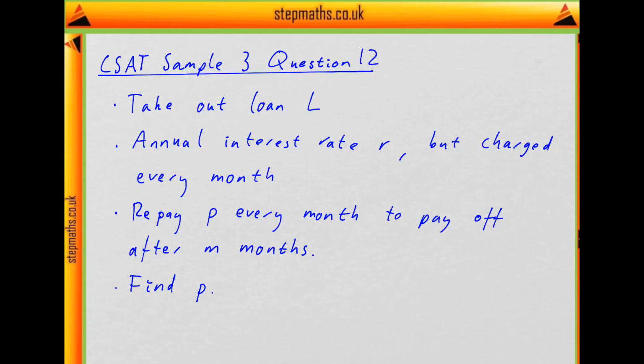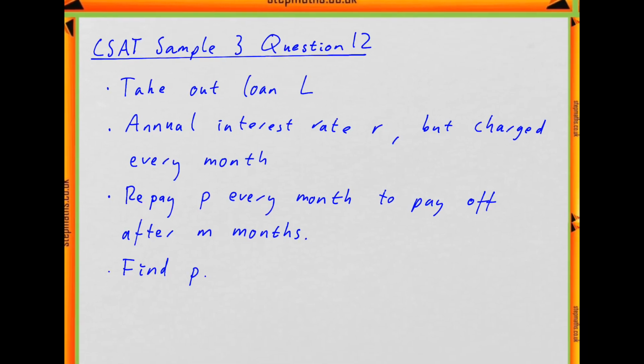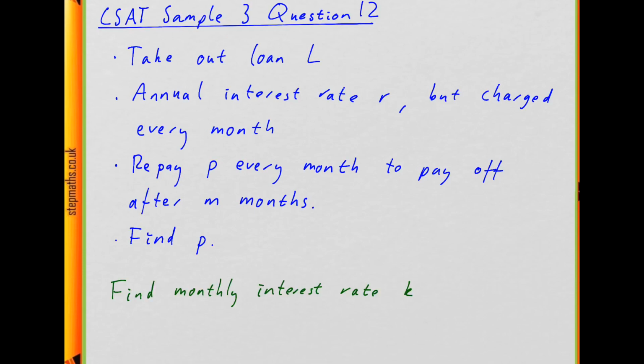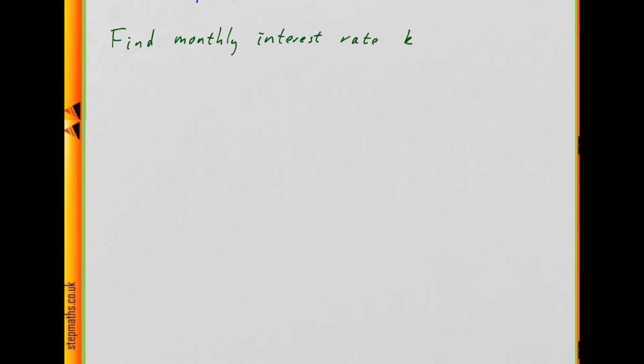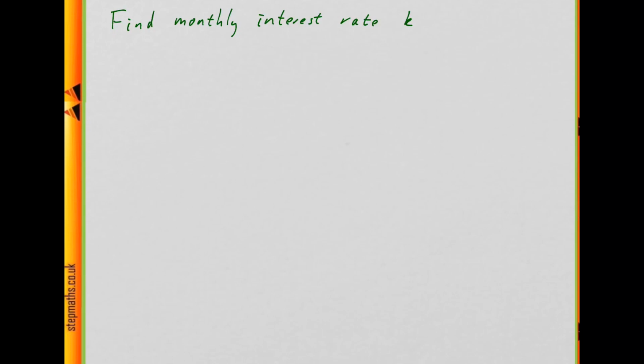Well, I think the first thing we have to do is, we were told the annual interest rate, but everything else is happening monthly, so it's probably easiest to work out the monthly interest rate and work from there. So let's do that. If we're trying to find this monthly interest rate, what can we do? What we can do is think, if we applied this 12 times with compound interest, we'd have the same as if we applied the annual interest rate once. And then we can use that fact to find K in terms of R.